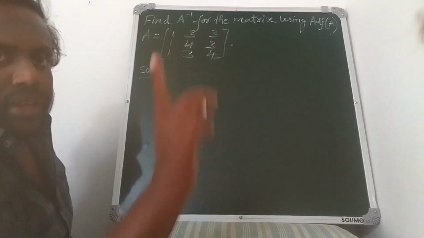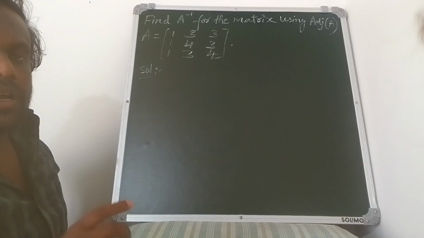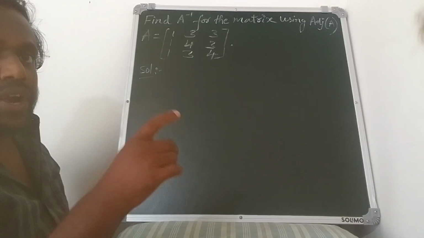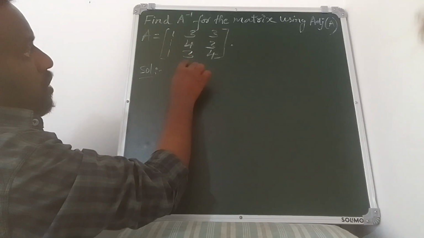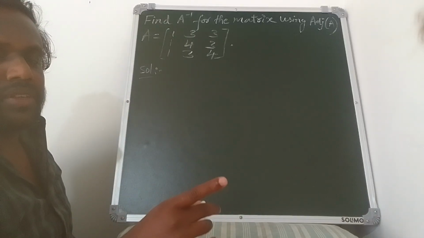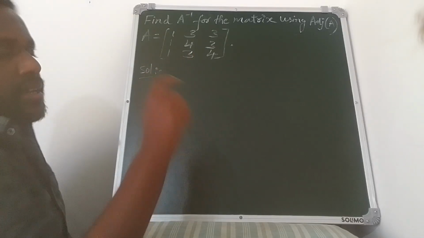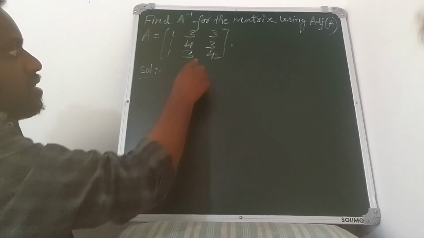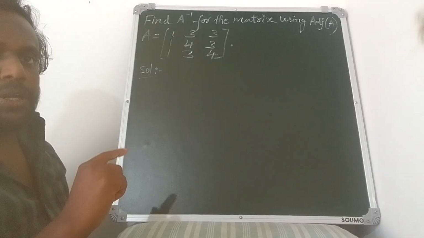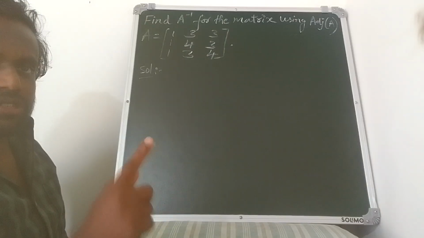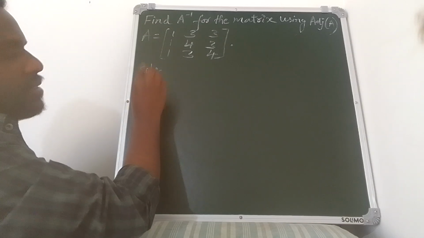For finding adjoint of A, first we need to find the cofactor matrix for this matrix. I have already explained how to find the cofactor matrix for this matrix in a video. Here I will directly write the cofactor matrix. That video comes on the top of the screen. If it doesn't come, just wait for a few minutes, close the video and check again, it will come. So now I will directly write the cofactor matrix.